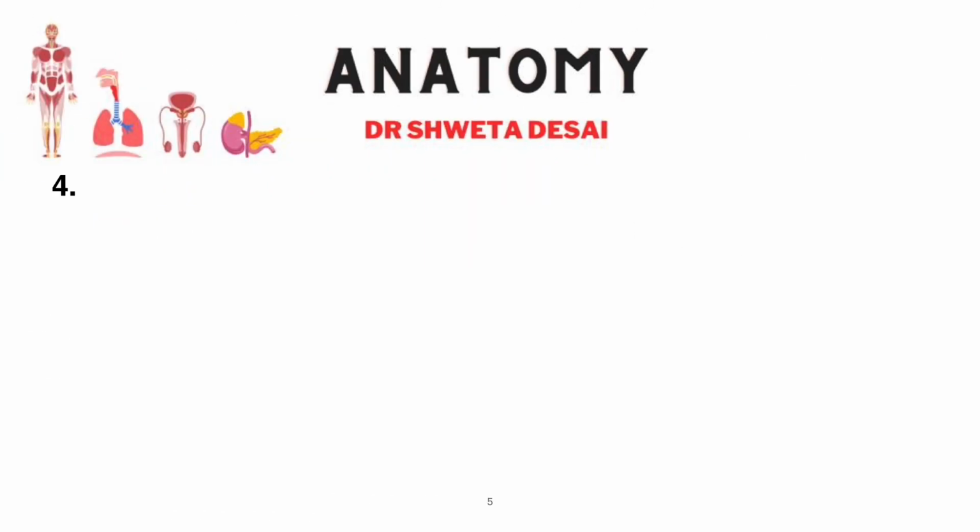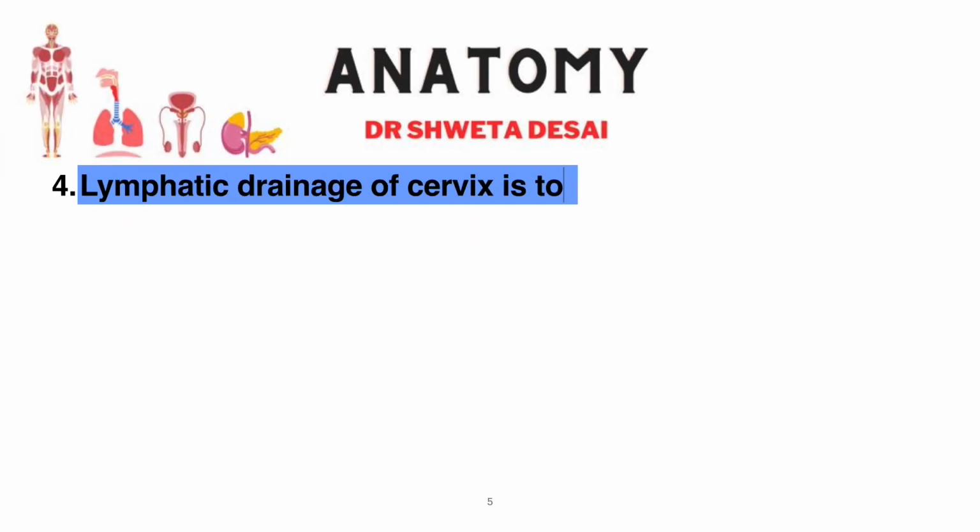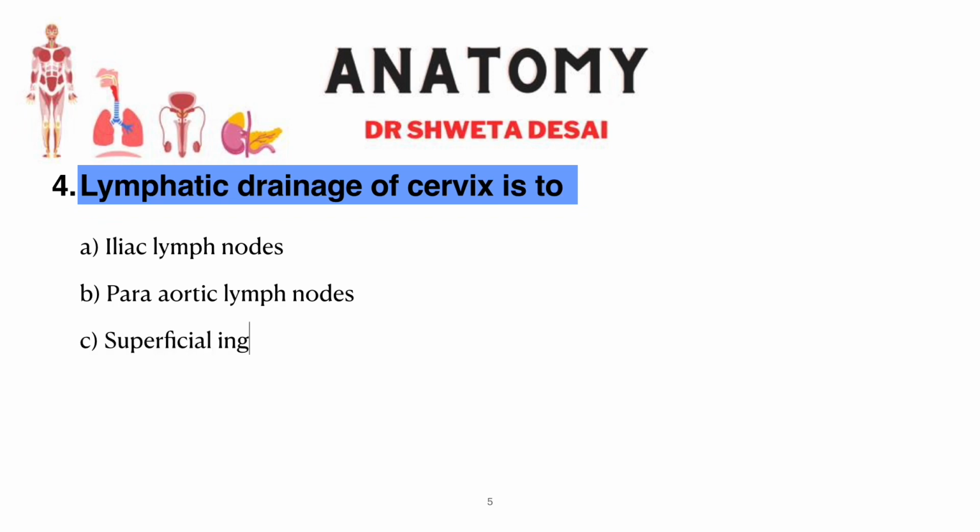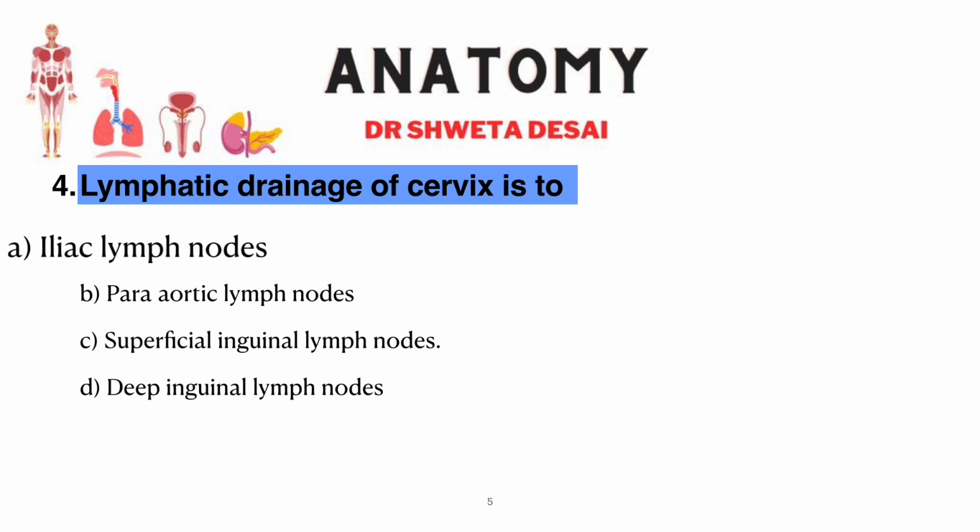Question number 4. Lymphatic drainage of cervix is to: A. Iliac lymph nodes, B. Para-aortic lymph nodes, C. Superficial inguinal lymph nodes, D. Deep inguinal lymph nodes. The correct answer is A. Iliac lymph nodes.